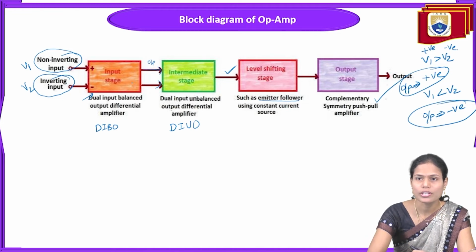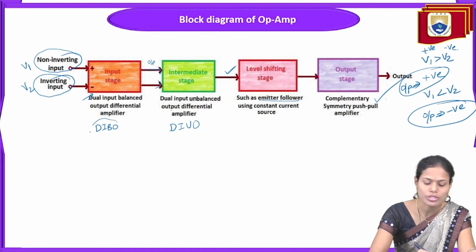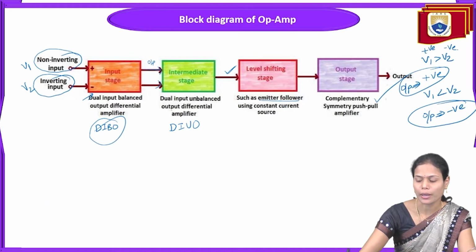About each and every stage of the operational amplifier, we will see in the later slides. But before going to that, why are we using this particular differential amplifier in the different stages of the operational amplifier?